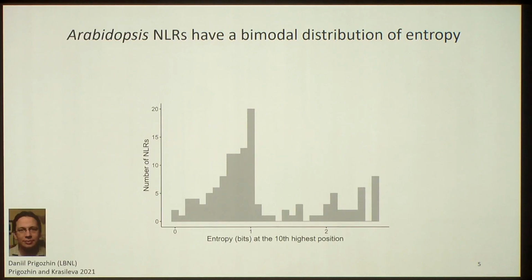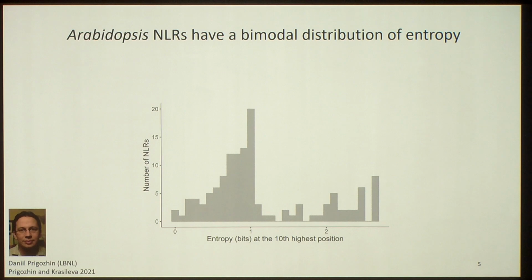And so we needed a metric that was kind of agnostic to signatures of selection and population structure. And so we ended on Shannon entropy, calculated along each amino acid position in an orthogroup alignment of these NLR immune receptors. And this was work done in collaboration with Daniel Prigozhin at LBNL.